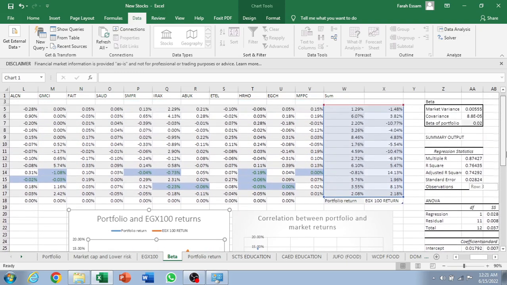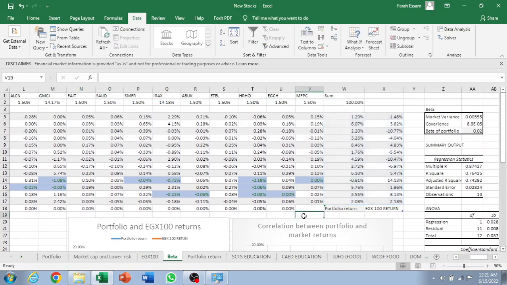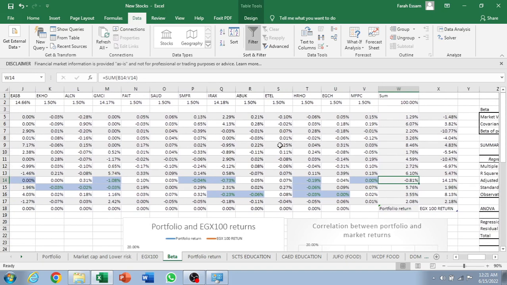We can see that the reason behind this is that stocks like IREX or GMCI have higher weights, and they were having negative returns when the market was having a positive return. So they affected the portfolio return. So in conclusion, changing either the weights or the combination of stocks would have changed the value of the beta.